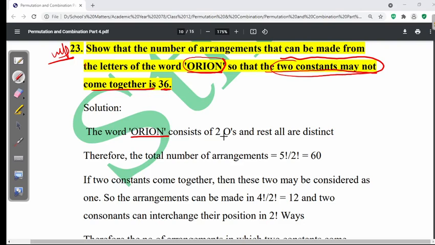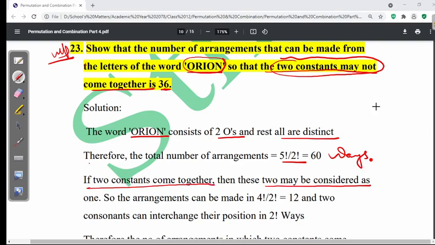1, 2, 3, 4, 5. It consists of two O's and the rest are distinct. We can find the total arrangement as 5 factorial by 2 factorial, that is 60 words. No doubt for this. But if two consonants come together, the two may be considered as one.